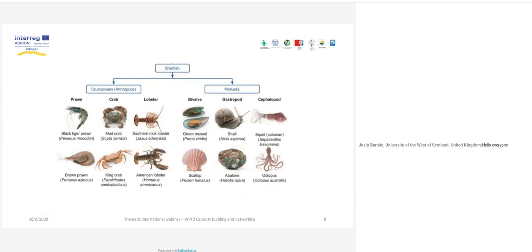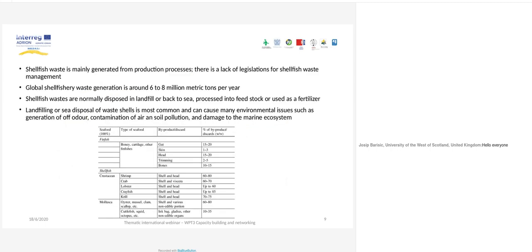However, fish are not the only aquatic animals contributing to its biomass, production, waste, and byproducts. Shellfish are an extremely interesting group in that respect. Shellfish waste is mostly generated from production processes, and it amounts to 6 to 8 million metric tons annually. Up to 80% of shellfish can turn into discards.